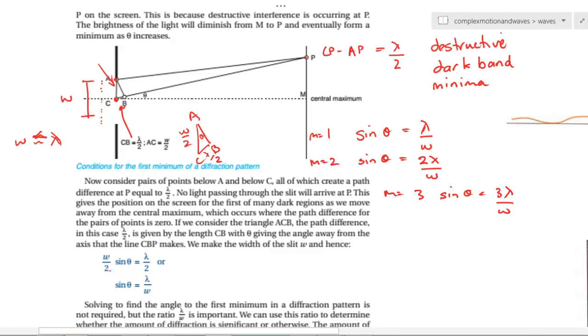So what does that mean? We now have a relationship for sine theta, which is in terms of m. And m is just an integer, 1, 2, or 3, or more. And it's just looking at the integer number of wavelengths. Or, for that example, the number of bands. So it could be the number of dark bands or the number of minima away from the central maxima.